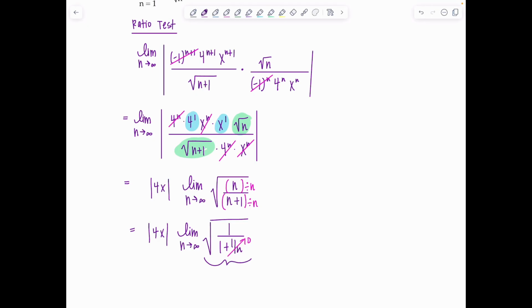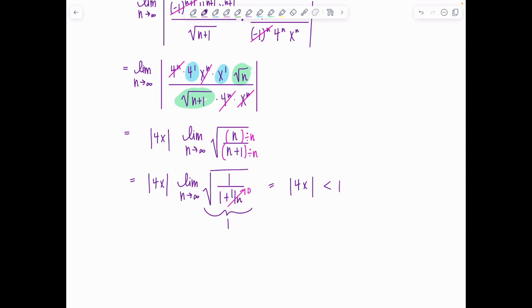So this whole limit is square root of 1 over 1, which is just 1. So now I'm left with absolute value of 4x. And I require that to be less than 1 in order for the series to converge by the ratio test. Now, I want to get x isolated as much as possible. So if I divide both sides by 4, and you can take that constant out of the absolute value, that's not a problem. I get that absolute value of x is less than 1/4.